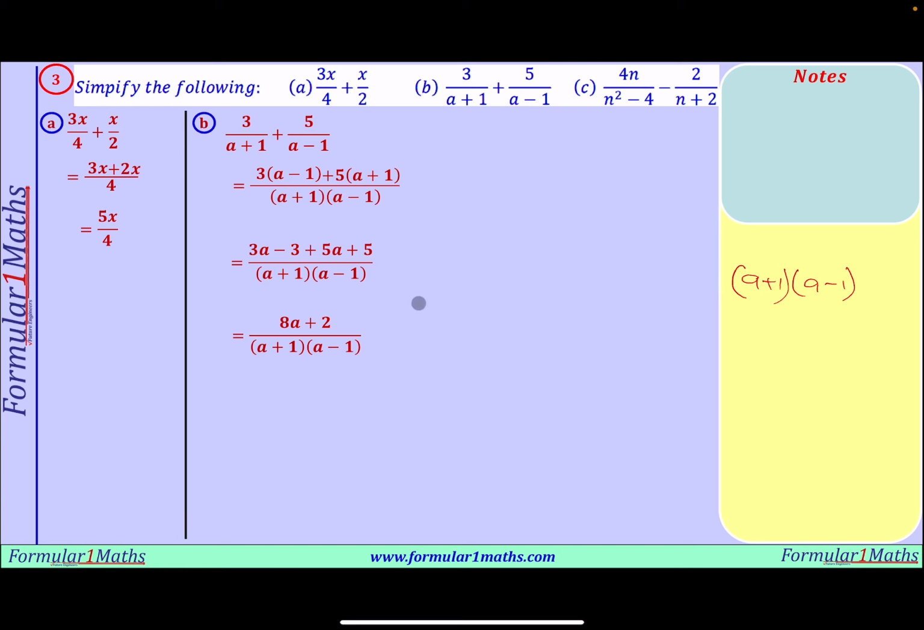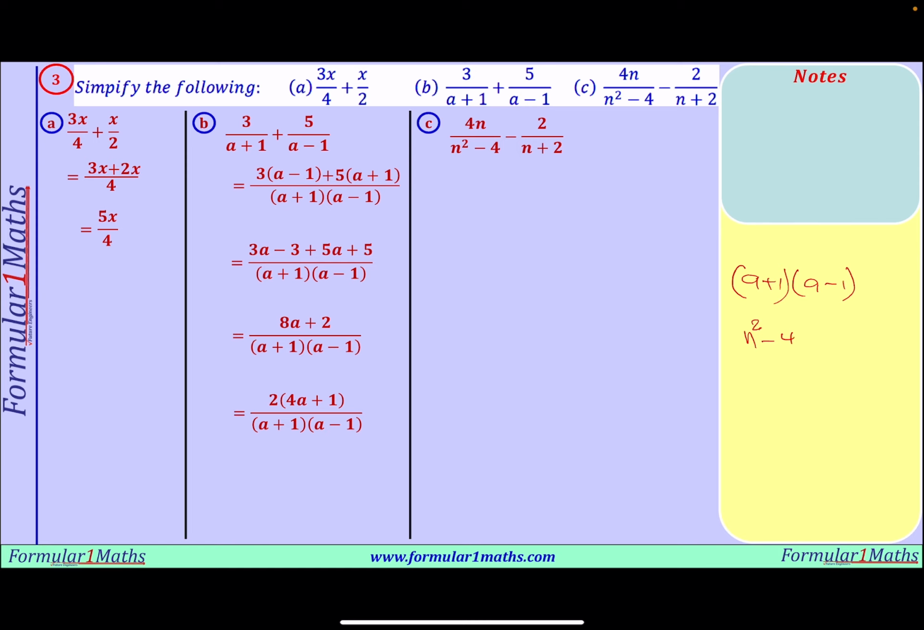You don't need to expand this to get a squared minus 1. So you can now factorize the numerator to get that, and that will be our final answer. So for C, what you need to realize here is that n squared minus 4 is n plus 2, n minus 2. So we can rewrite the whole thing as this.